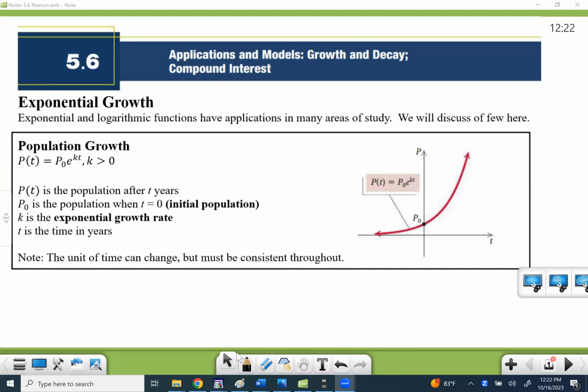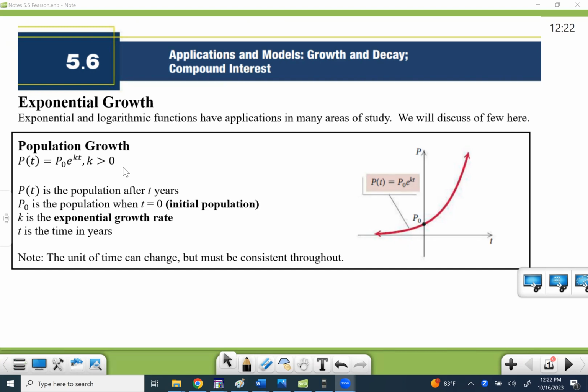I welcome you guys to our last section in chapter 5. So this is where we're going to apply everything that we've learned about logarithms and exponentials, specifically solving exponential equations in this section. Okay, so we've talked about how there's lots of different applications to exponential functions.